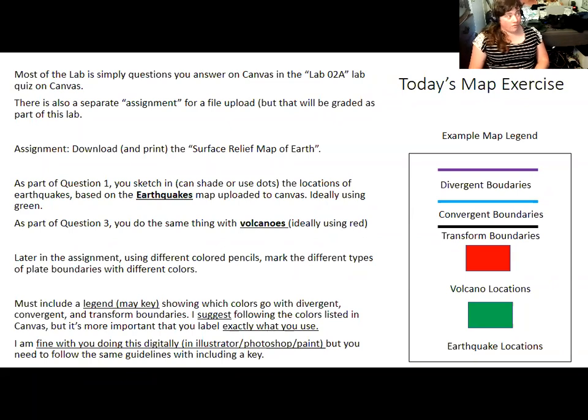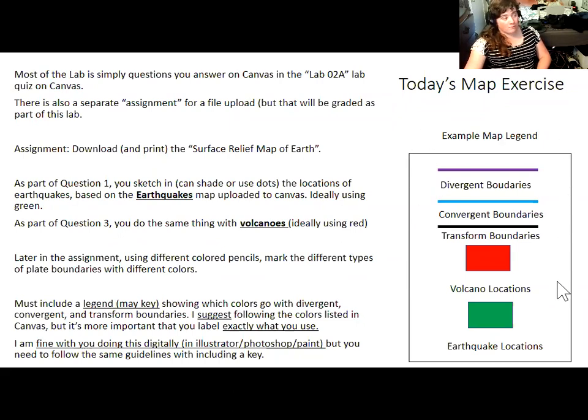And for question 3, you actually do the exact same thing with volcanoes. And the assignment on Canvas specifies which colors you need to use. I am not that particular about what colors you use. I'm kind of keeping that as a suggestion. But if you don't have all those colored pencils available, I don't necessarily care what you mark the boundaries with, as long as you clearly label it.